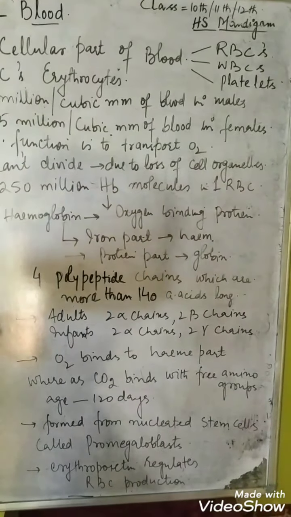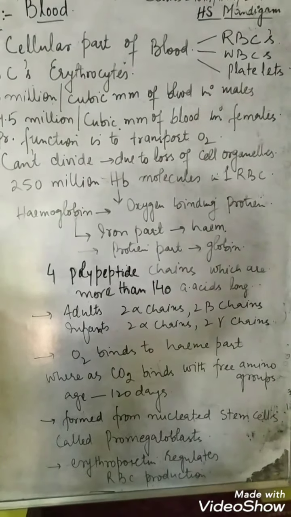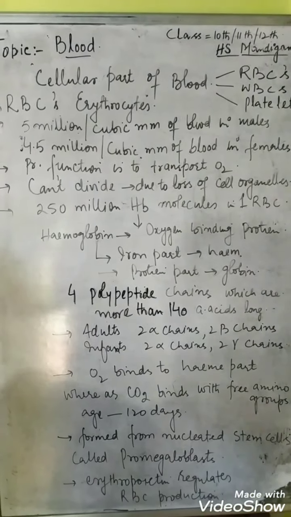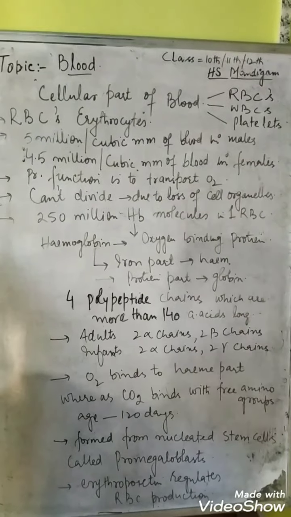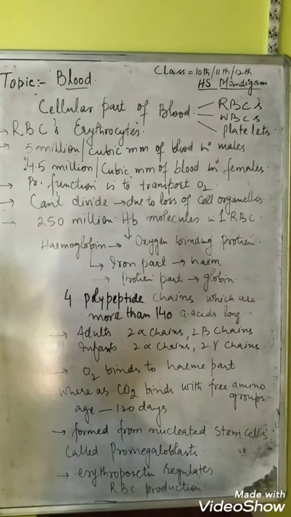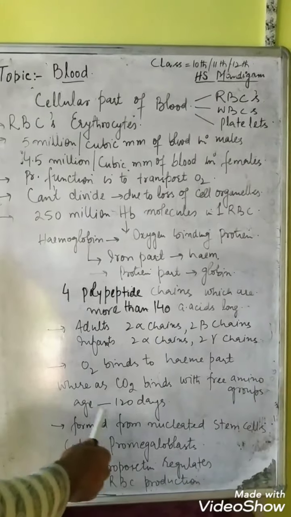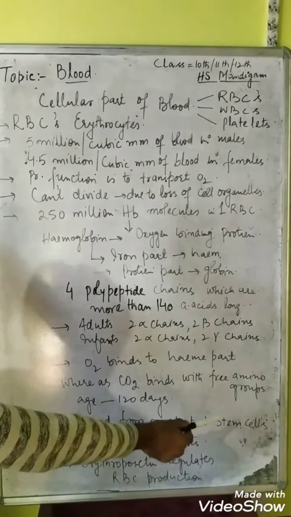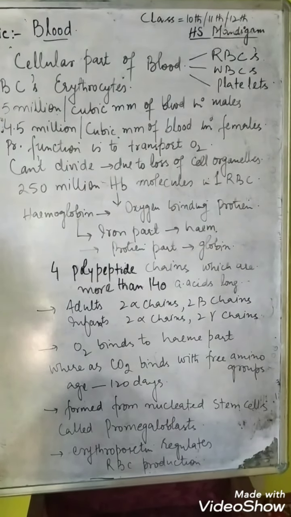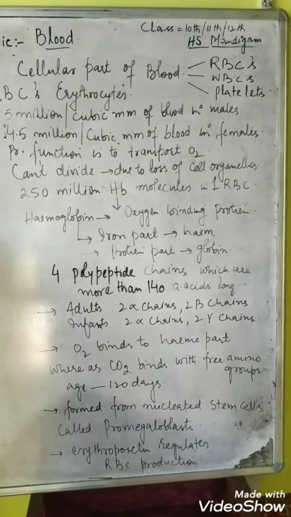Now the age of these RBCs is around 120 days. After 120 days, they get very old, and they are buried in the spleen or the liver, and they are even engulfed by the macrophages, which are cells present in our body. Now the new RBCs are formed from nucleated stem cells, called promegaloblasts. These promegaloblasts differentiate into normoblasts and then into reticulocytes and then into RBCs.